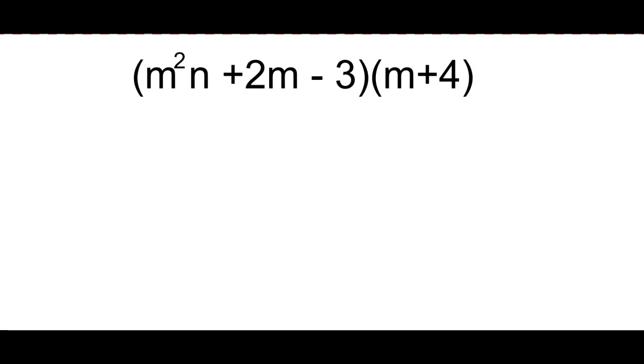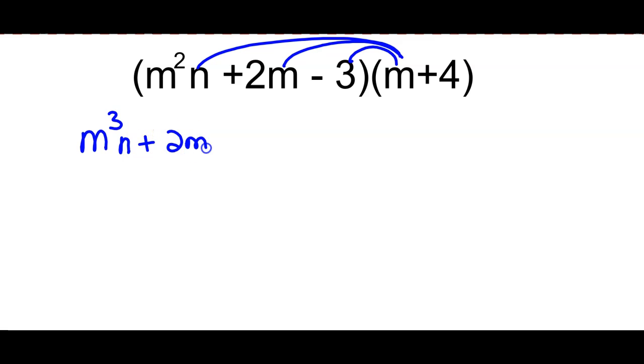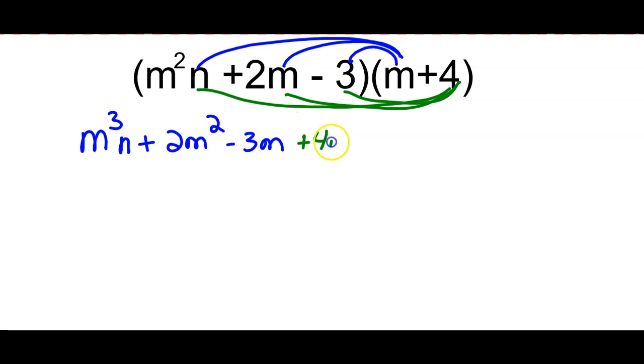So this one, we can't really FOIL this, but I want you to practice that distributive property. So we're going to draw swoopties going to each one. I'm going to first multiply everything by m. And that gives me m cubed n, that's m times m squared n, plus 2m squared, that's multiplying the m's there, minus 3m, and then multiply everything by 4. So I get plus 4m squared n plus 8m minus 12.